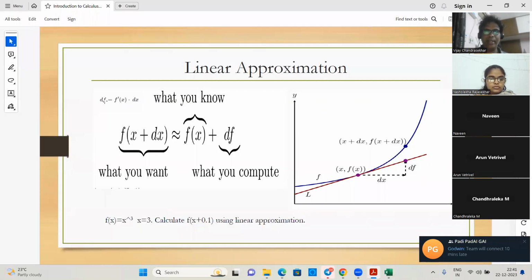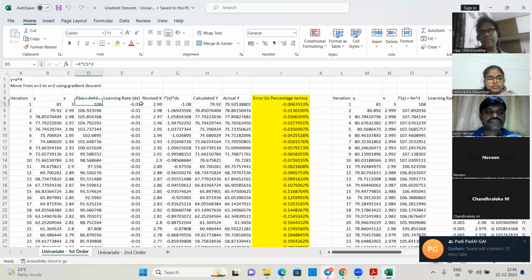And we know that df, which is a change in y, is nothing but f dashed of x multiplied by dx, right? So what is f dashed of x? If y is equal to x power 4, what is f dash of x? 4x cube. Why? X to the power of n. When you take the derivative, it's nx to the power of n minus 1. All right. So f dash of x is 4x cube.